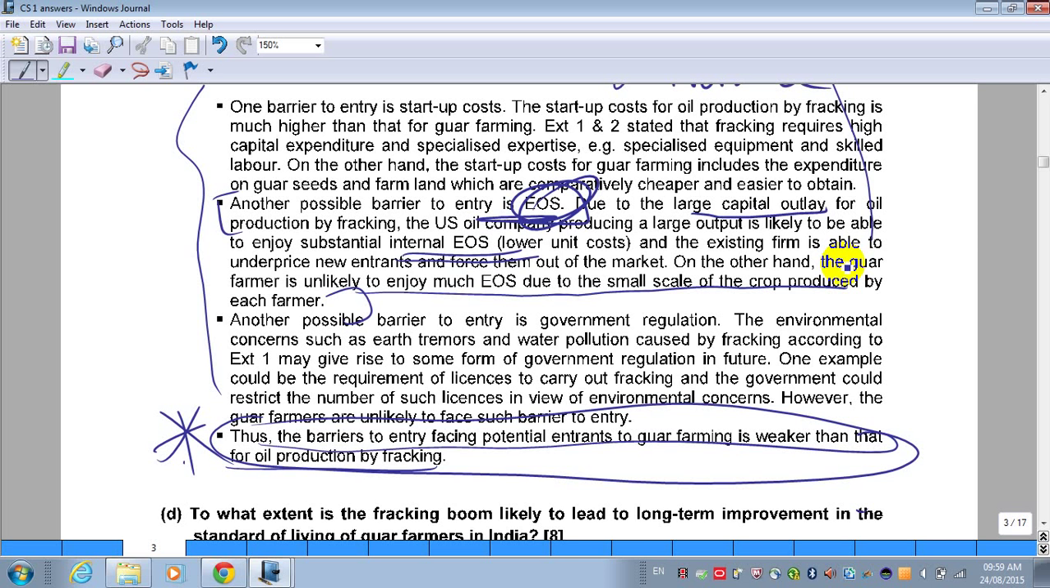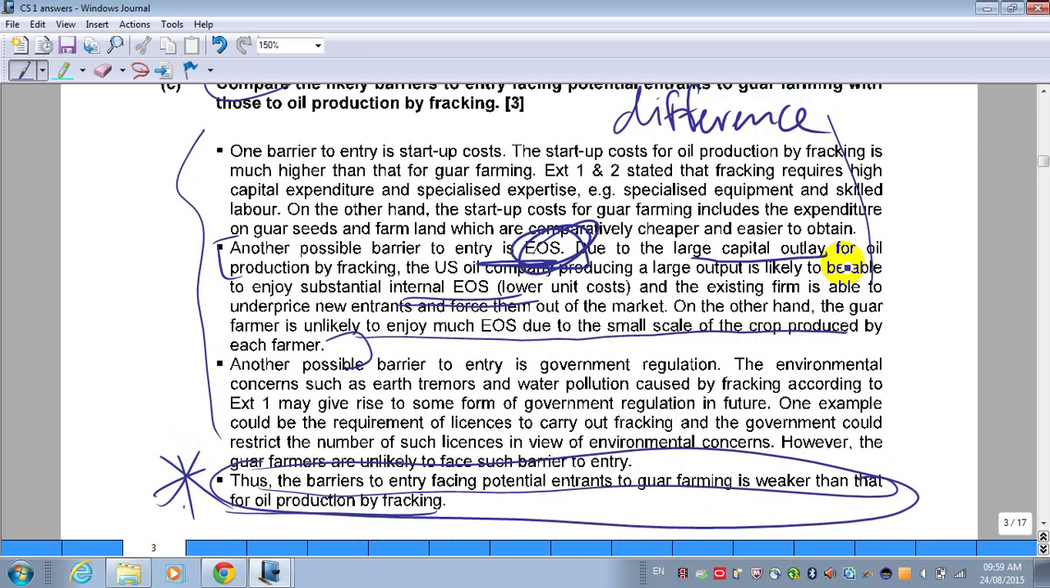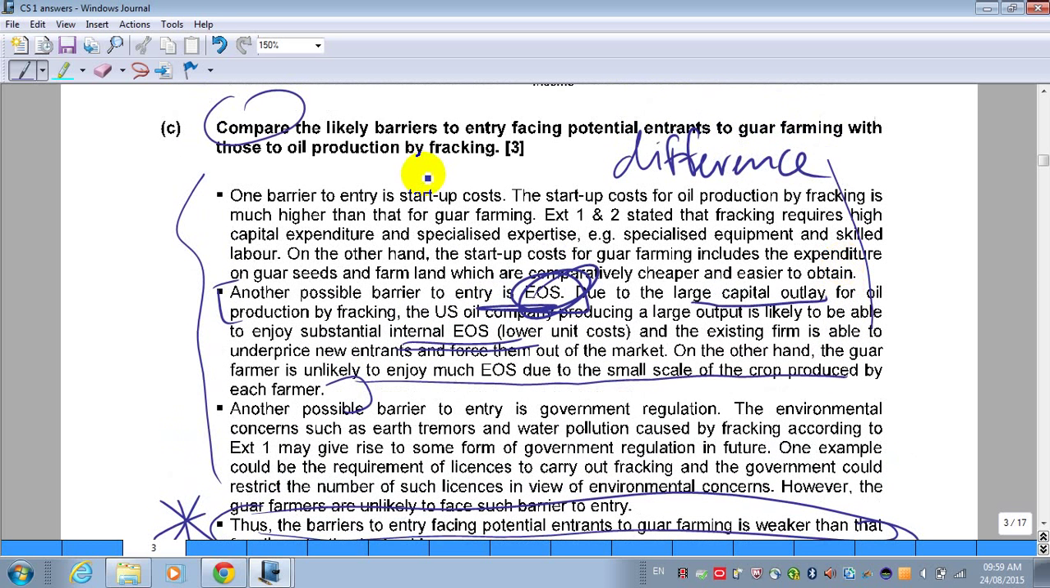Okay, another point would be on the startup cost. It's a bit related to the EOS point, but you can see it as another point that fracking requires high capital expenditure, a lot of machines that need to be bought. You need a lot of skilled labor. All right, so definitely very obvious. Okay, I won't talk about the government regulation one, but very obvious that the barriers to entry for one is definitely much higher than the other.